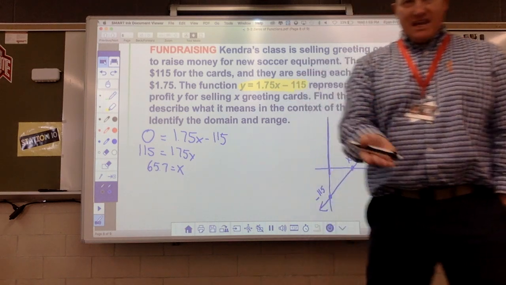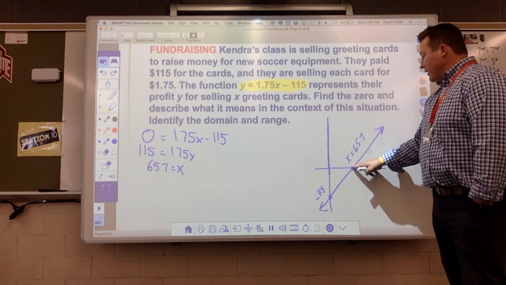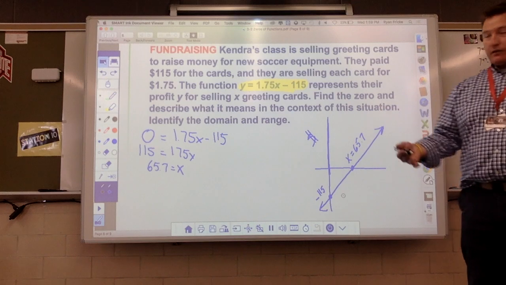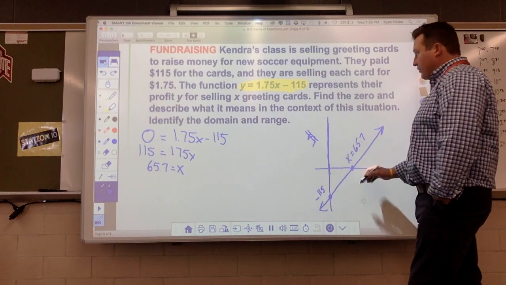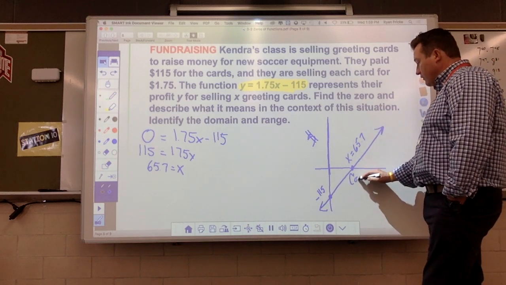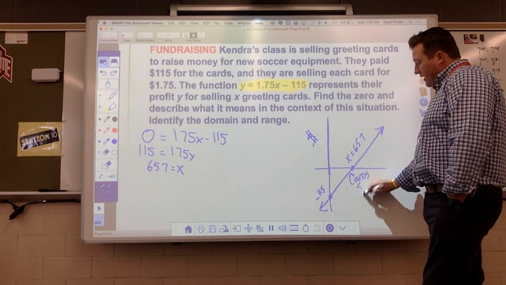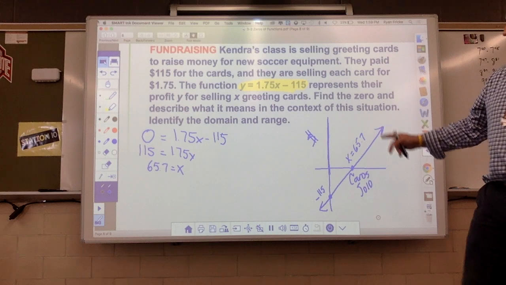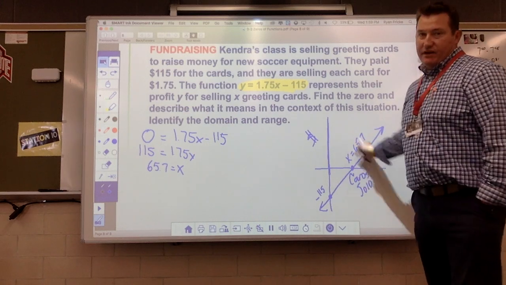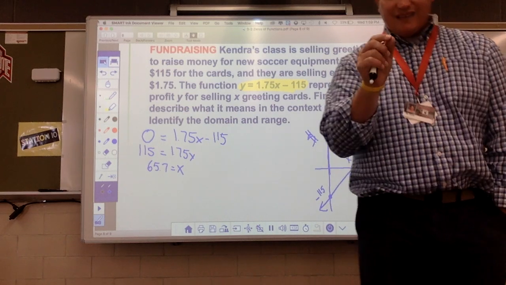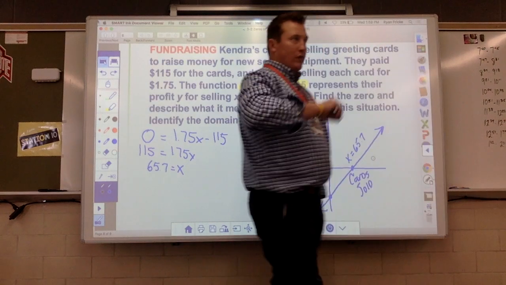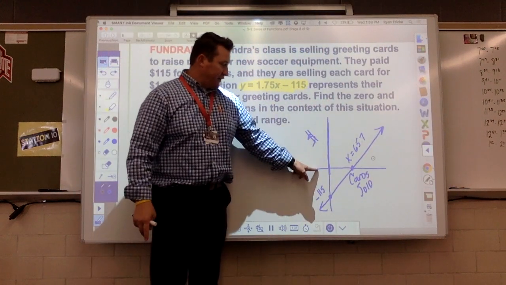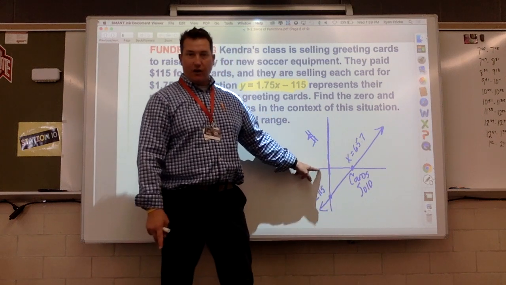All right, what does that mean? Well, that means, guys, remember, this is how much money we're making for our fundraiser, and x is the number of cards that we've sold. So this 65.7 number really represents how many greeting cards we need to sell in order to have a profit of whatever this number is here on my y-axis.